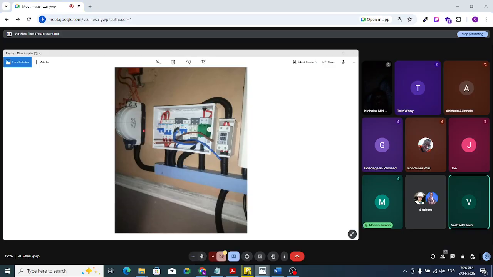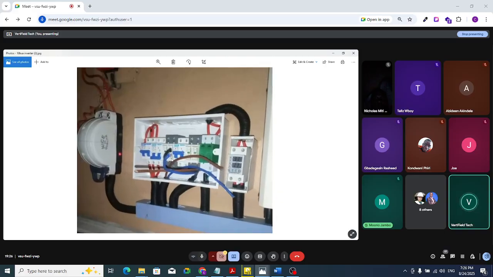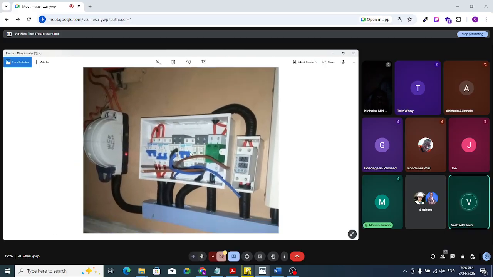If you look at what I'm displaying on the screen right now, this is what you call the safety box, or the PV box as some of you might call it, or the breaker box. So I have zoomed it in for you to have a proper view of it. So this is what you guys need in order for you to safeguard the life of your solar system.